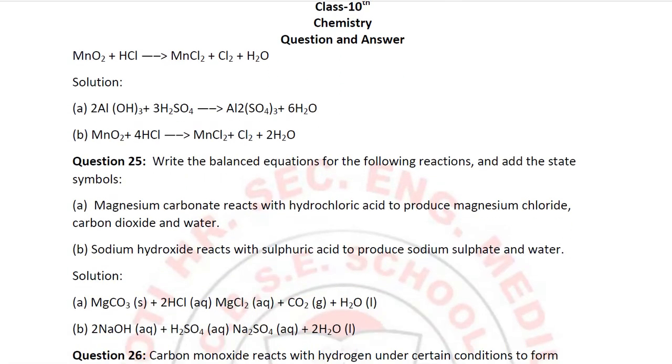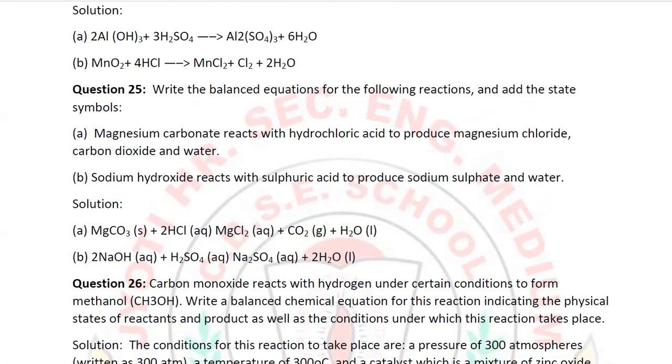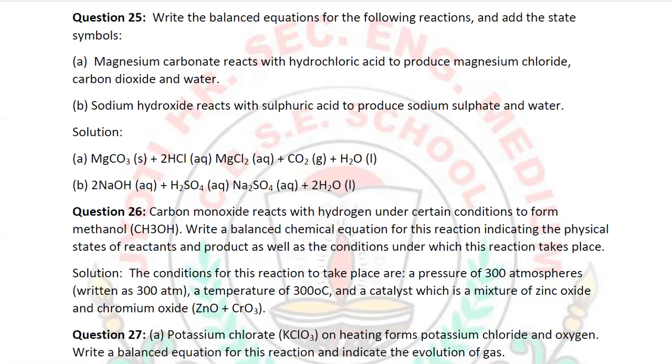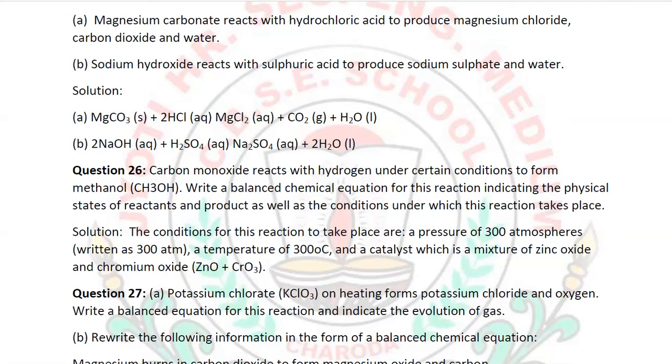Write the balanced chemical equation for the following reactions and add the symbols. Okay, so first, magnesium carbonate reacting with hydrochloric acid to produce magnesium chloride and carbon dioxide and water. Sodium hydroxide reacts with sulfuric acid to produce sodium sulfate and water.